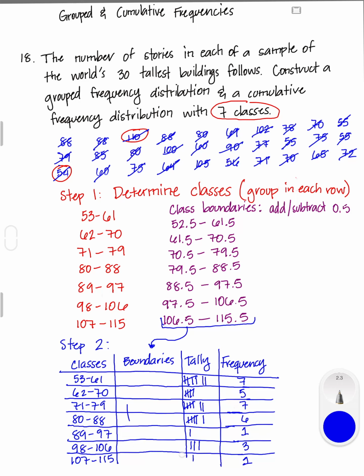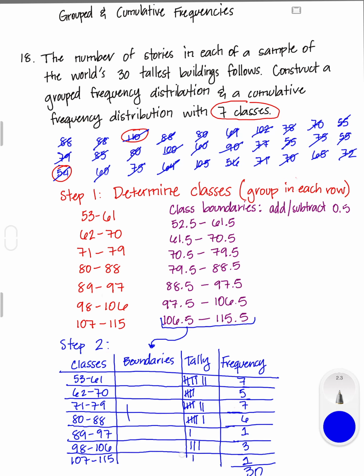Now let's go ahead and add these values to make sure that we actually have 30. These should be 30 different values. This is 7 and 5, 12, and 7, 19, and 6, 25, and 1, that'll be 26, and 3, 29, and 1, 30. So yes, we have a total of 30. So yay, we're good with the frequencies.